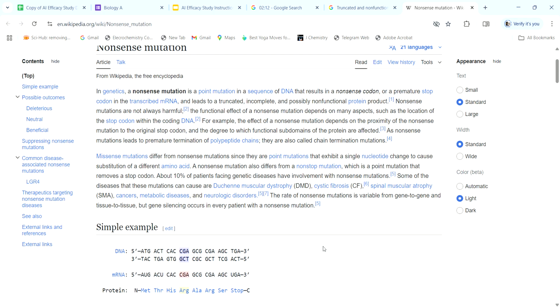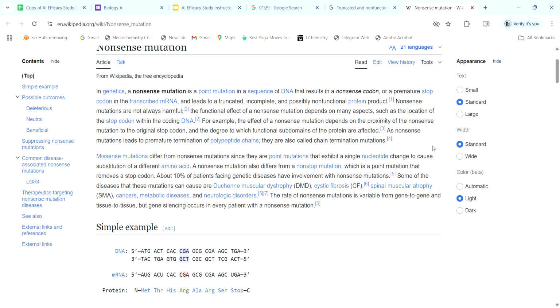So that results in a nonsense codon or a premature stop codon in the transcribed mRNA and leads to a truncated, incomplete, or possibly non-functional protein product. Nonsense mutations are not always harmful. The functional effect of a nonsense mutation depends on many aspects, such as the location of the stop codon within the coding DNA. For example, the effect depends on the proximity of the nonsense mutation to the original stop codon and the degree to which functional subdomains of the protein are affected.